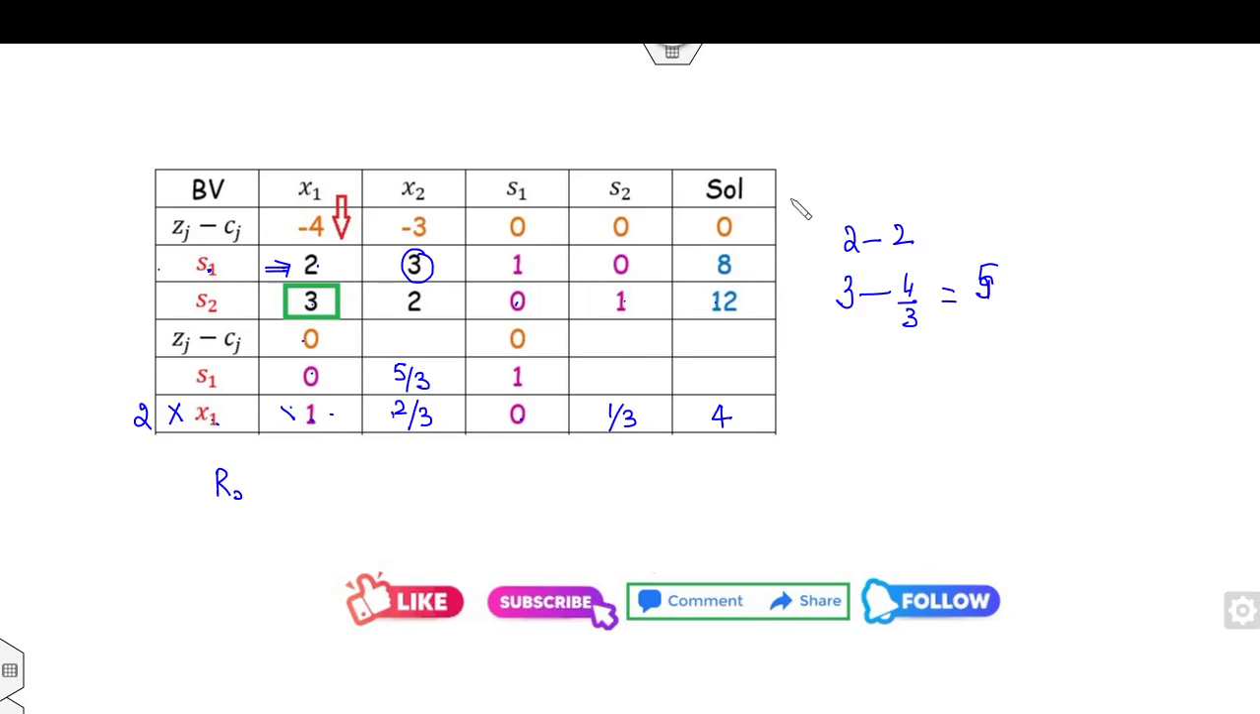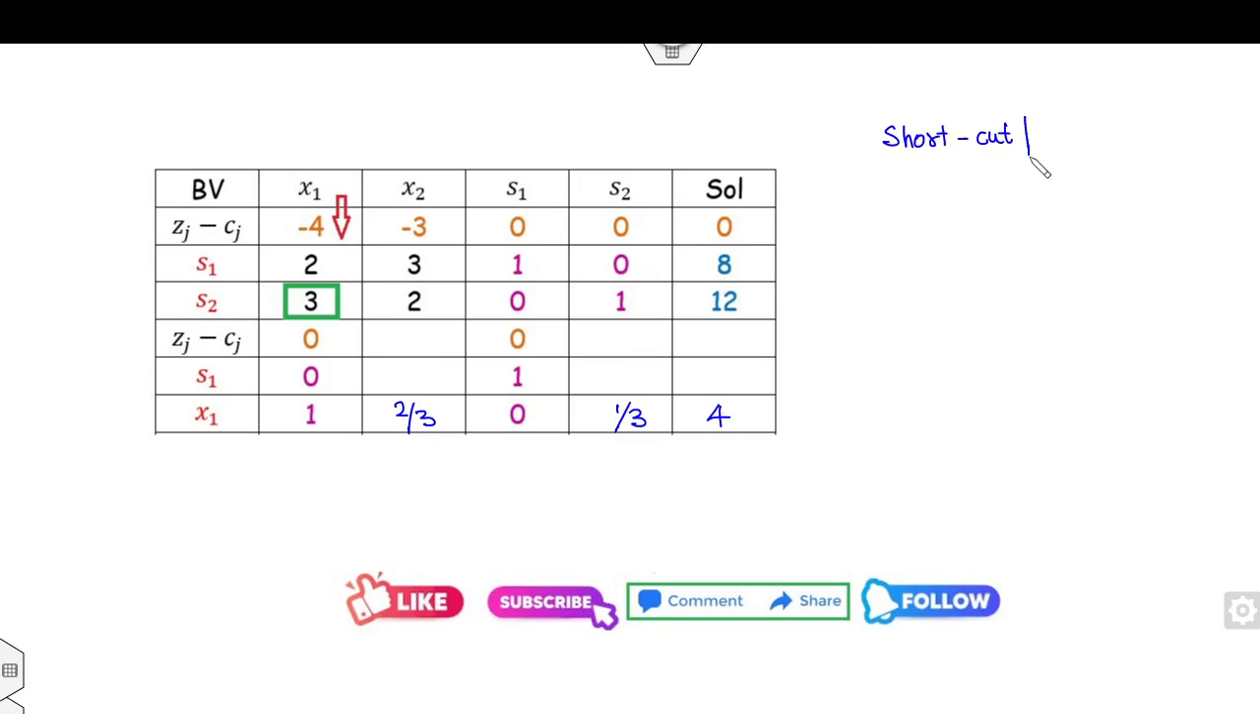Or you can say this is my R1. This is R1. This is R2. So how can you make this? I can use the operation R1 minus twice of R2. But I will tell you the shortcut tricks. Fine. Listen very carefully to the shortcut tricks. I can write this number divided by 3. Now, how can you fill this entry?